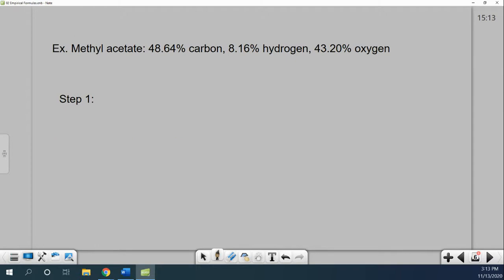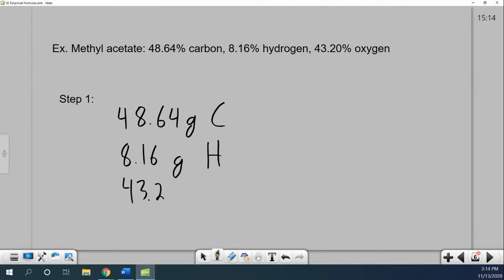Let's give it a shot here. So we've got methyl acetate. It's 48.64% carbon, 8.16% hydrogen, 43.20% oxygen. Step 1, what do we got to do? Well, we got to pretend you got 100 grams and figure out how many grams of each you'd have. So I'd have 48.64 grams of carbon, 8.16 grams of hydrogen, 43.20 grams of oxygen. All right.